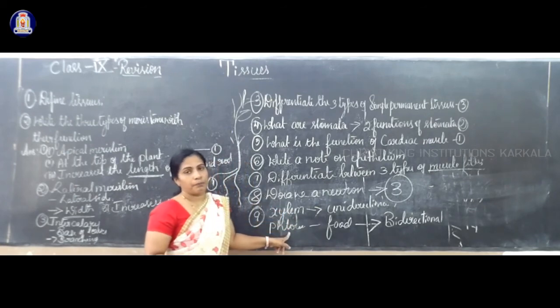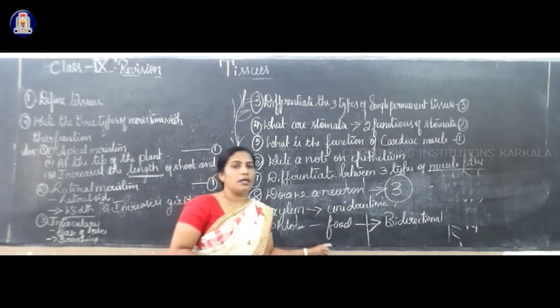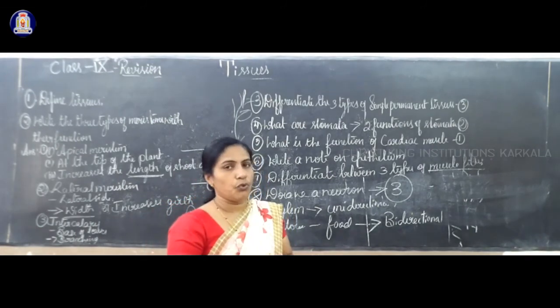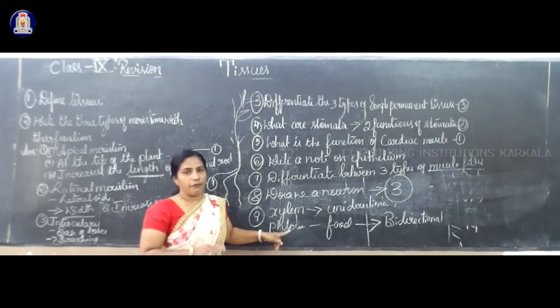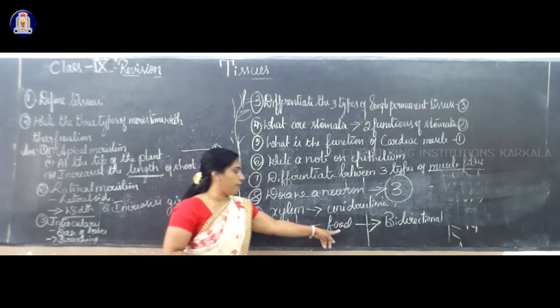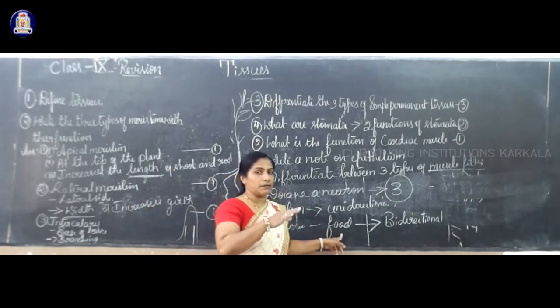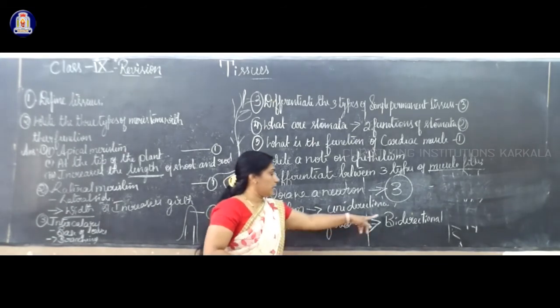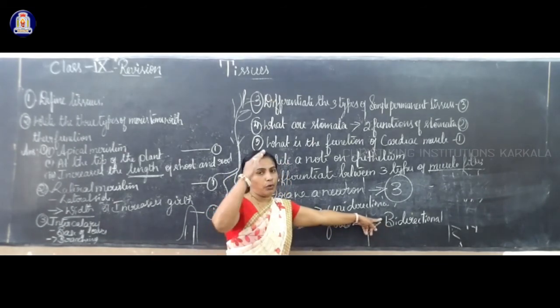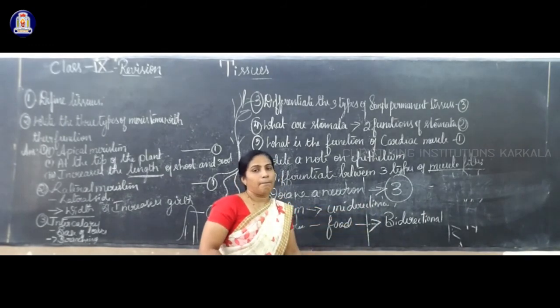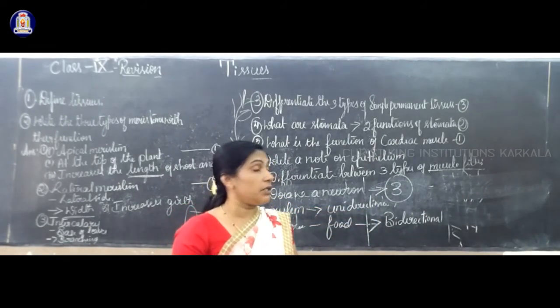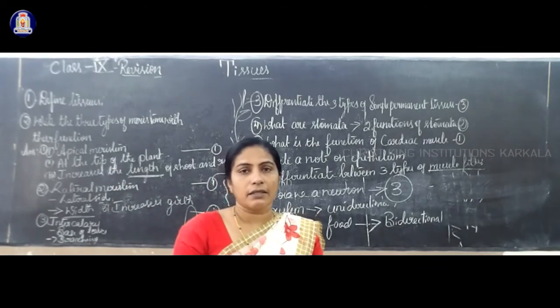Next, phloem. The types of phloem are sieve plate, sieve tube, companion cell and phloem parenchyma. The phloem is made for the conduction of food. When the food is prepared in the leaves, it will go to all the parts in both directions, upward and downward. So that's why it is called bidirectional. So these are the major questions from the lesson called tissue.